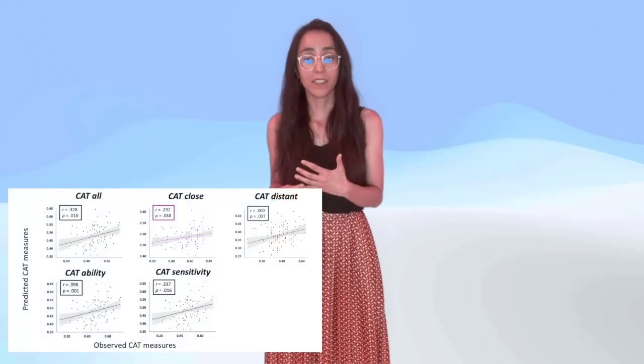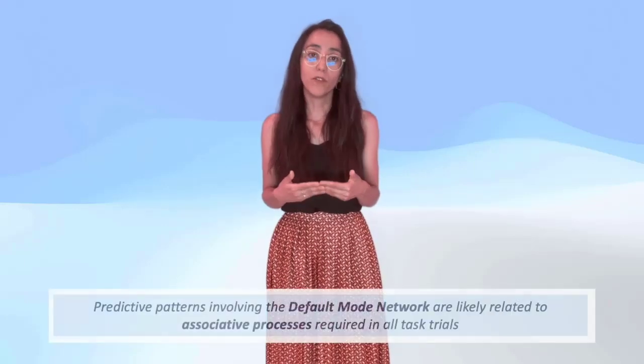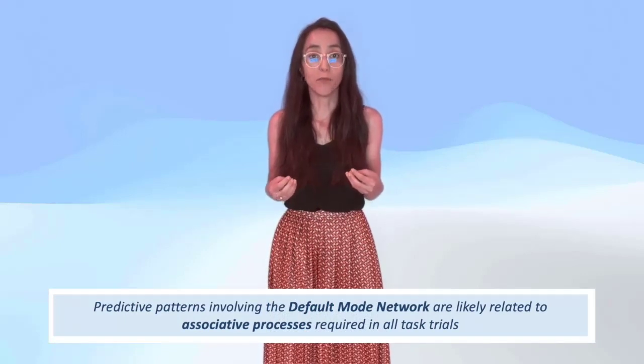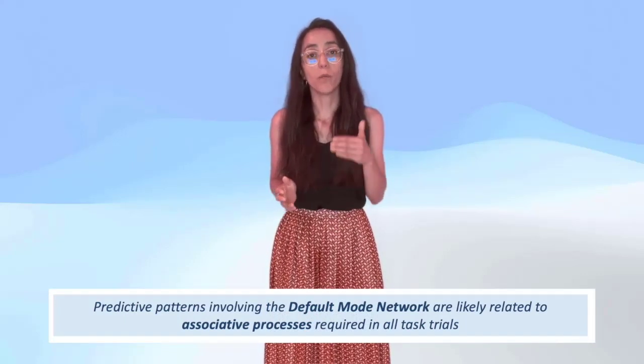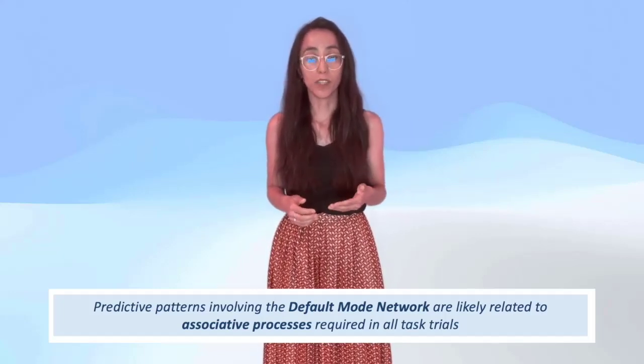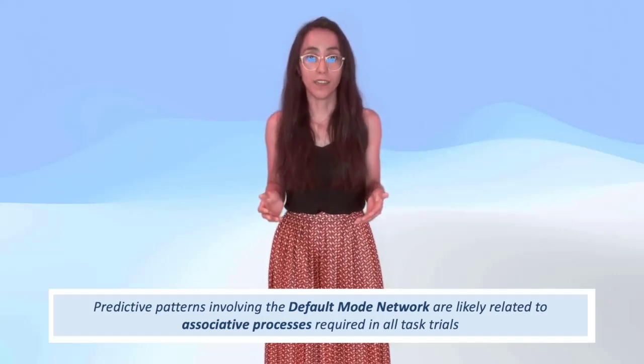So, in conclusion of this work, there are whole brain functional connectivity patterns that predict performance in CATs. So it means that the ability of performing in this type of task is represented at the brain level in the individual's pattern of brain functional connectivity. These predictive patterns involving the default mode network were observed in the ability of performing all types of trials. So possibly, it supports the associative processes that are important to solve the different trials in this task.